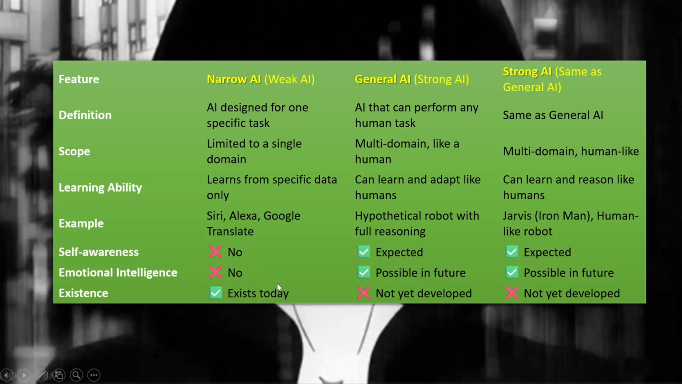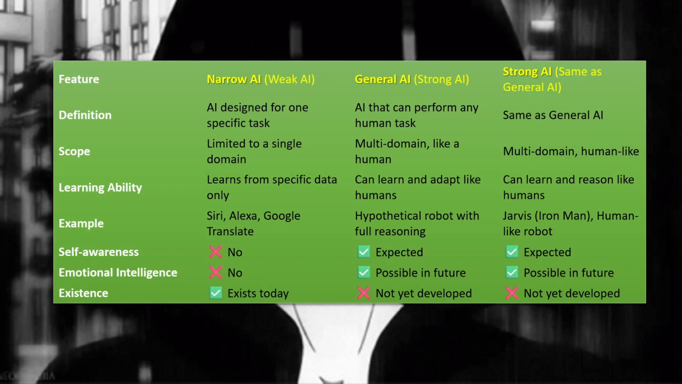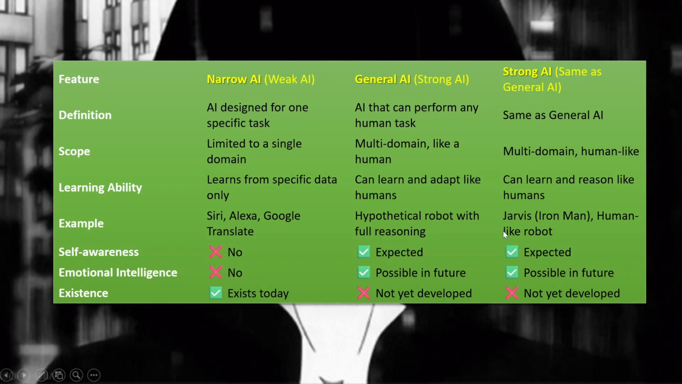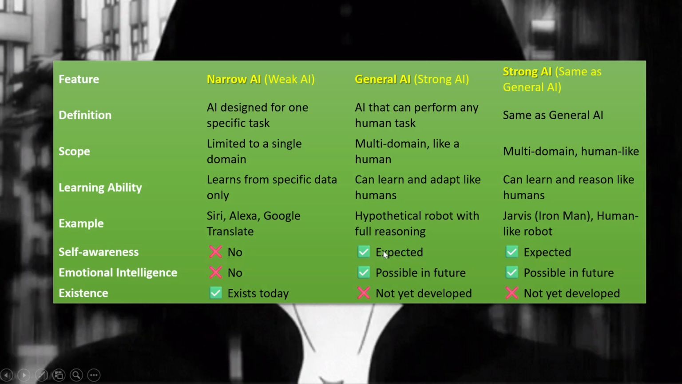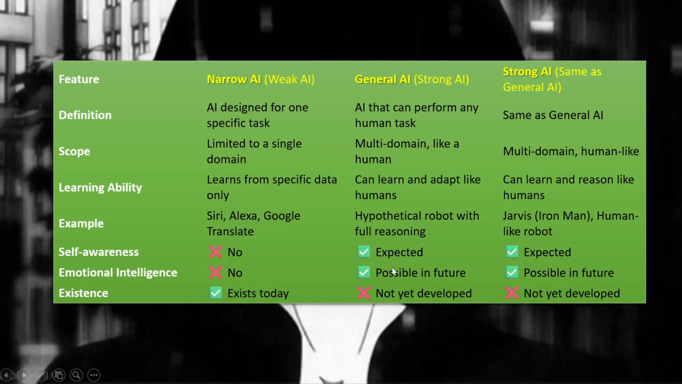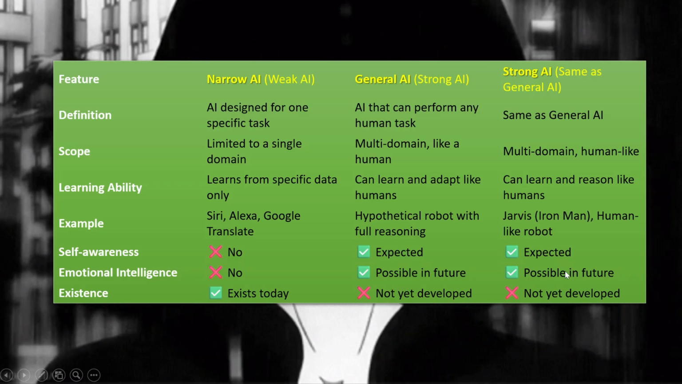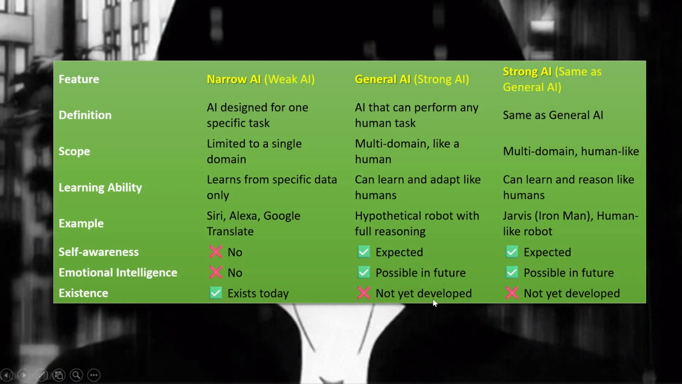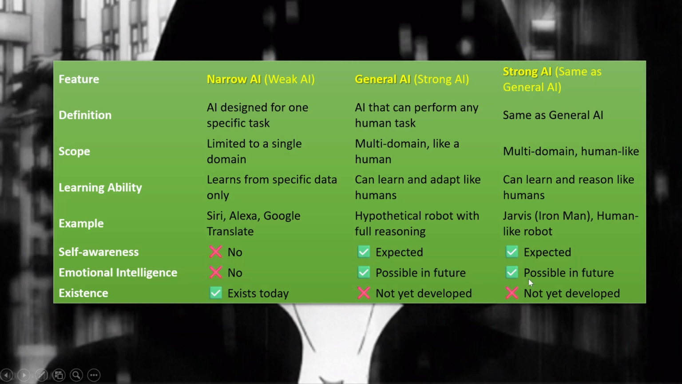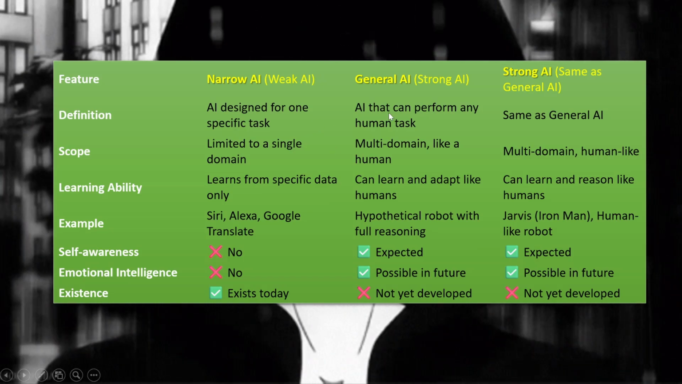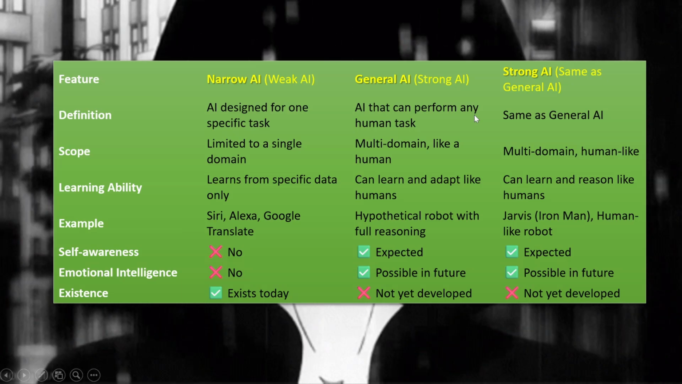For example, when you ask a question to ChatGPT, and after the answer, you exit. But in general AI and strong AI, you expect self-awareness and emotion, like an AI robot teacher. Emotion and self-awareness are expected in the future, but it doesn't exist yet. It is not developed. Okay, that's all about narrow AI and general AI. I hope you will understand and be satisfied. That's it.